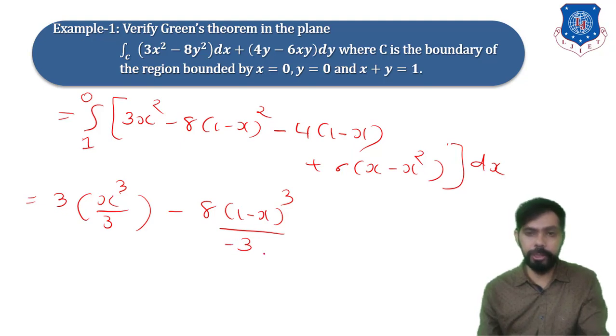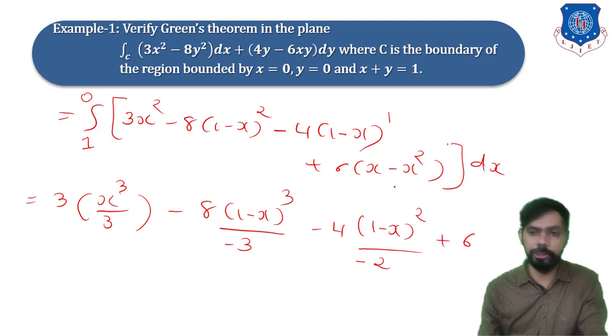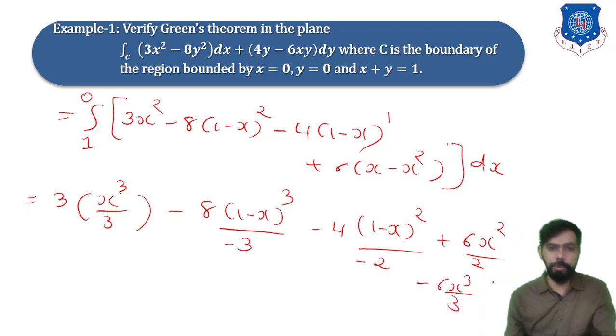Then minus 4. Here 1 minus x is raised to 1, so the integration of 1 minus x will be 1 minus x whole square divided by 2, and again the coefficient of x is minus 1, so it will be multiplied by minus 1, so it will be minus 2. Plus 6 times the integration of x square by 2 minus 6x cube by 3, because the integration of x square is x cube by 3. And the limit will be from 1 to 0.